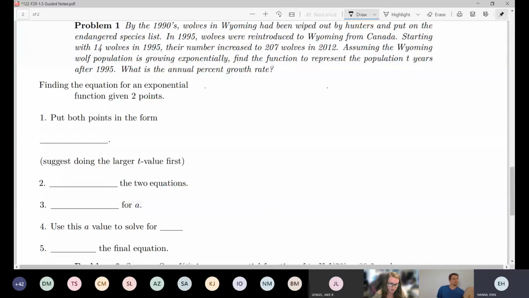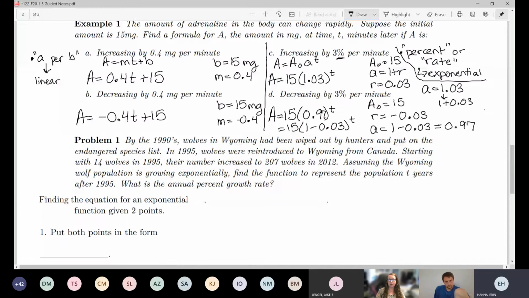Anyway, so we've got, by the 1990s, wolves in Wyoming had been wiped out by hunters and put on an endangered species list. In 1995, wolves were reintroduced. Wait, go back, please. Okay. I'm going to read the problem still once it... Oh, it's lagging. There we go. So I'm going to finish reading the problem, though.